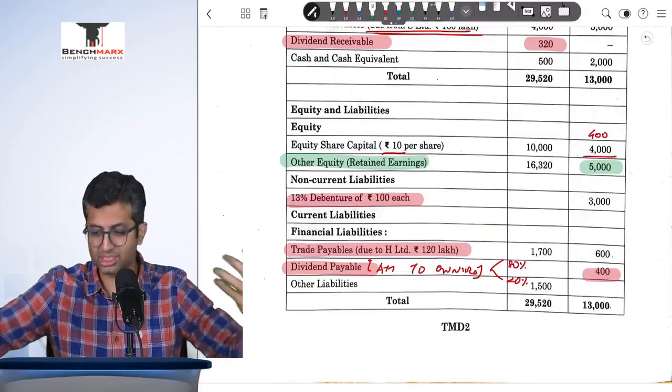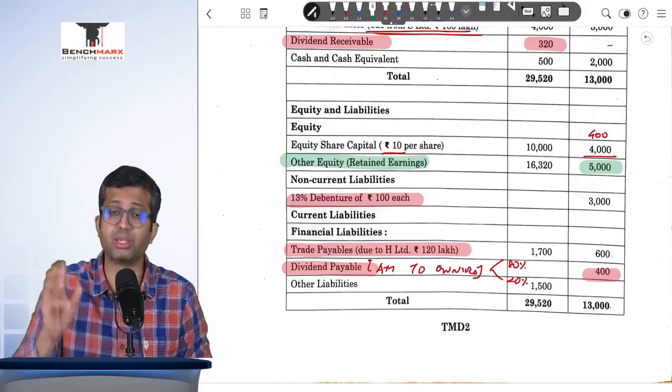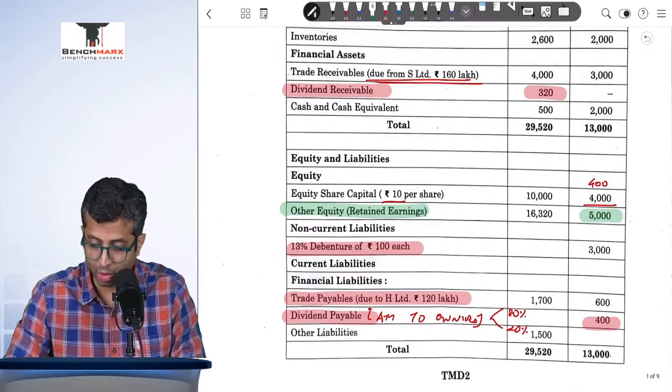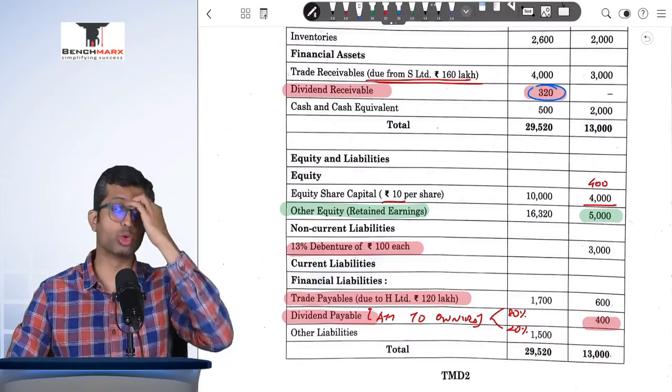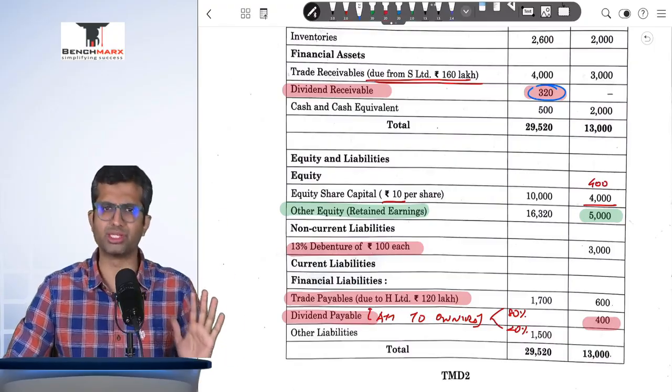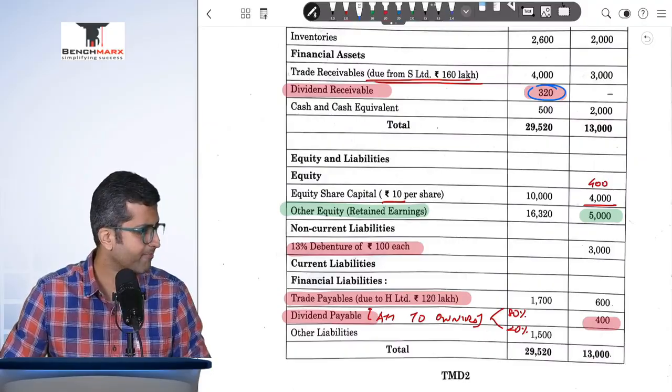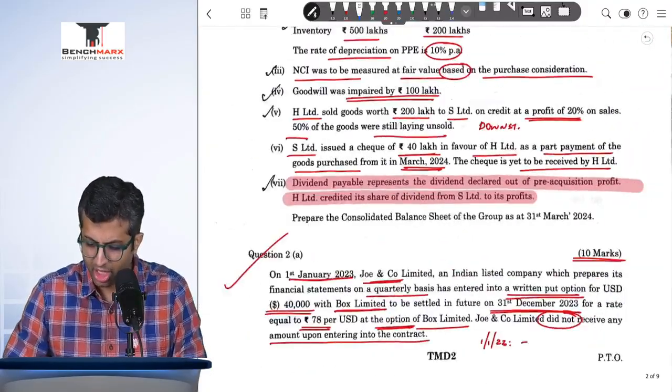In CFS this is going to be paid to whom? Out of this, 80% is going to go to the parent, which is appearing over here, 320 receivable, and the remaining 20% is going to go to the NCI. 80 is going to be attributable to the NCI. Are we getting this? So we'll see what is to be done over here for the dividend.